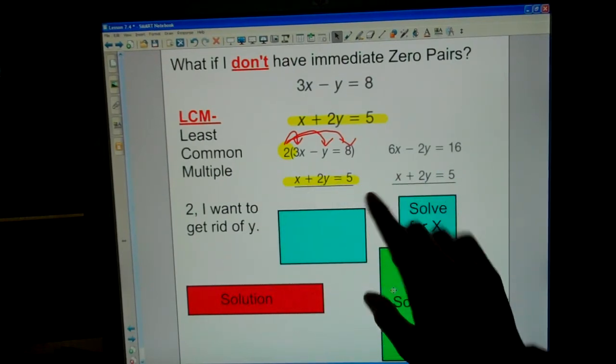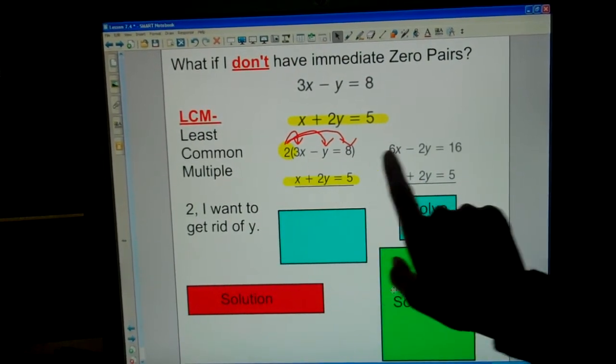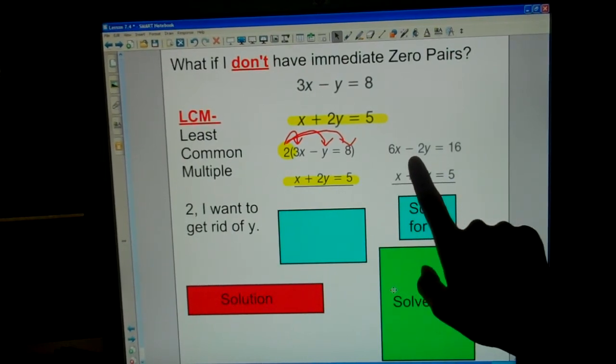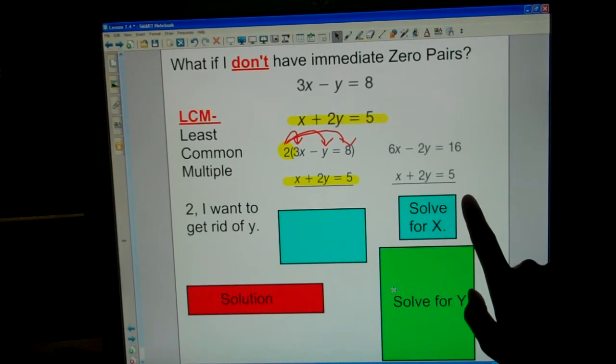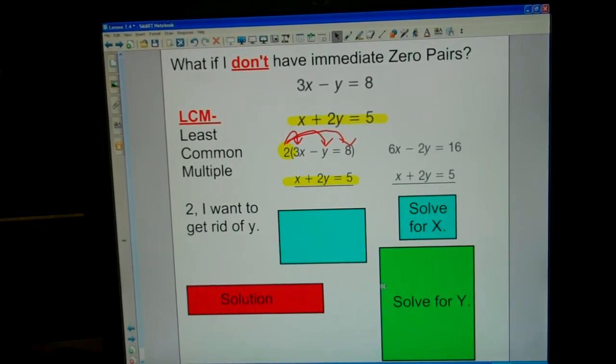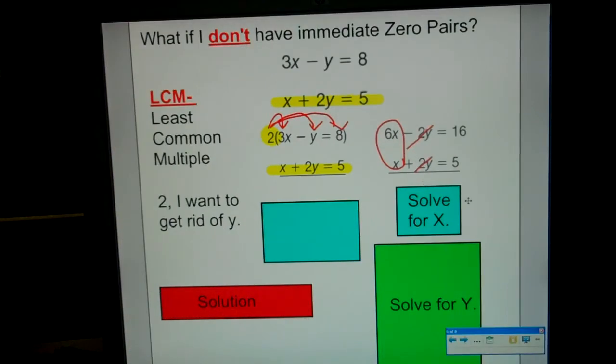Pause it, freeze frame it, and look at what happened. I had to multiply the entire first equation by 2. So now I have some zero pairs that I can cancel. Did anything happen to that second equation? No, it stayed the same. Now I have some zero pairs. I know that those are going to end up canceling. I can solve for x here. But some of you are very stingy. You forget to do everything in the parentheses. It's everything, absolutely everything. Let's make this big again so you can see it. All right, pause here. You solve for x. You know what to do now.